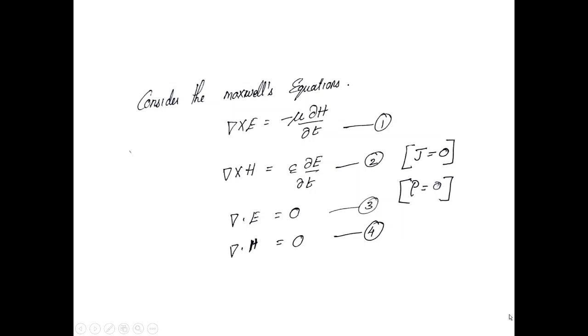Del cross E is equal to minus mu dou H by dou T. Del cross H is equal to epsilon dou E by dou T. Del dot E is equal to 0. Why? The actual equation is del dot D is equal to rho V, and D is equal to epsilon into E, so you will get del dot E is equal to rho V by epsilon. When you substitute rho equal to 0, you will get del dot E is equal to 0. The fourth Maxwell's equation is del dot D is equal to 0, or del dot H is equal to 0.